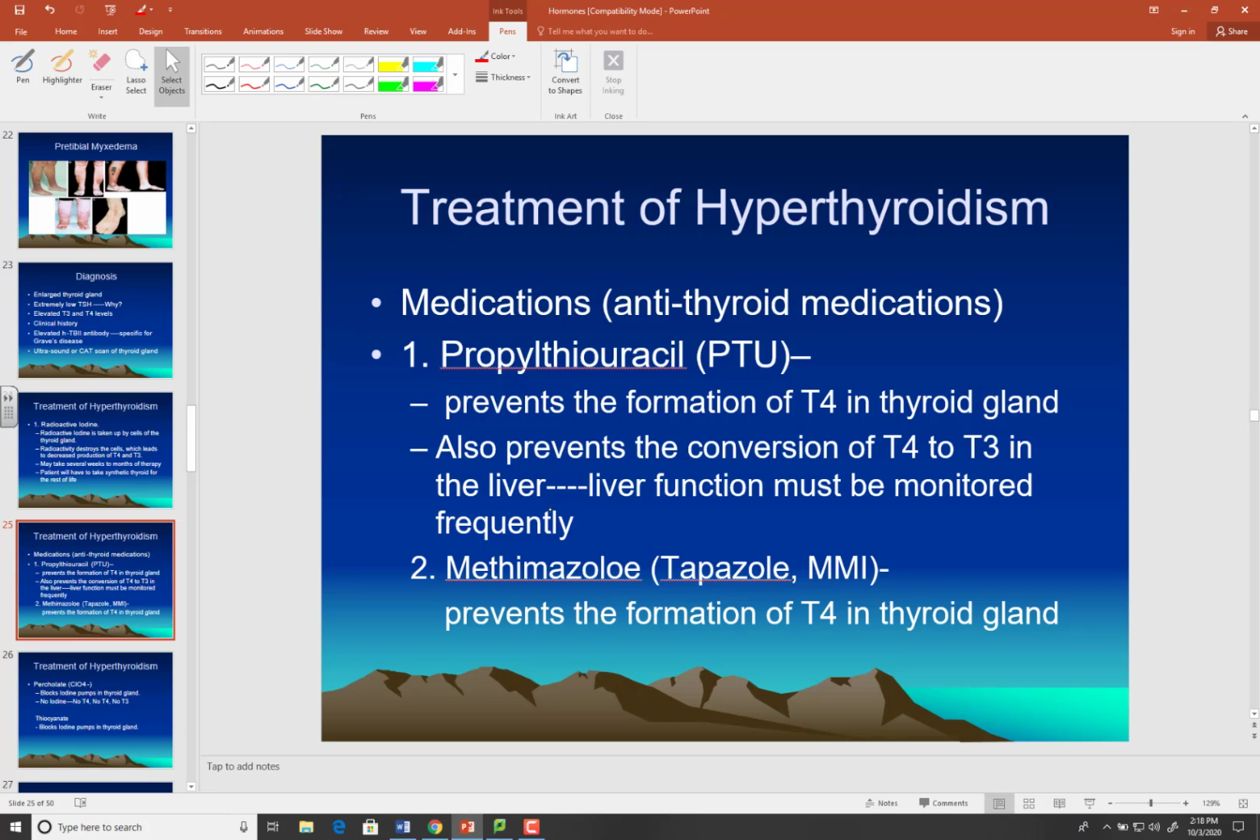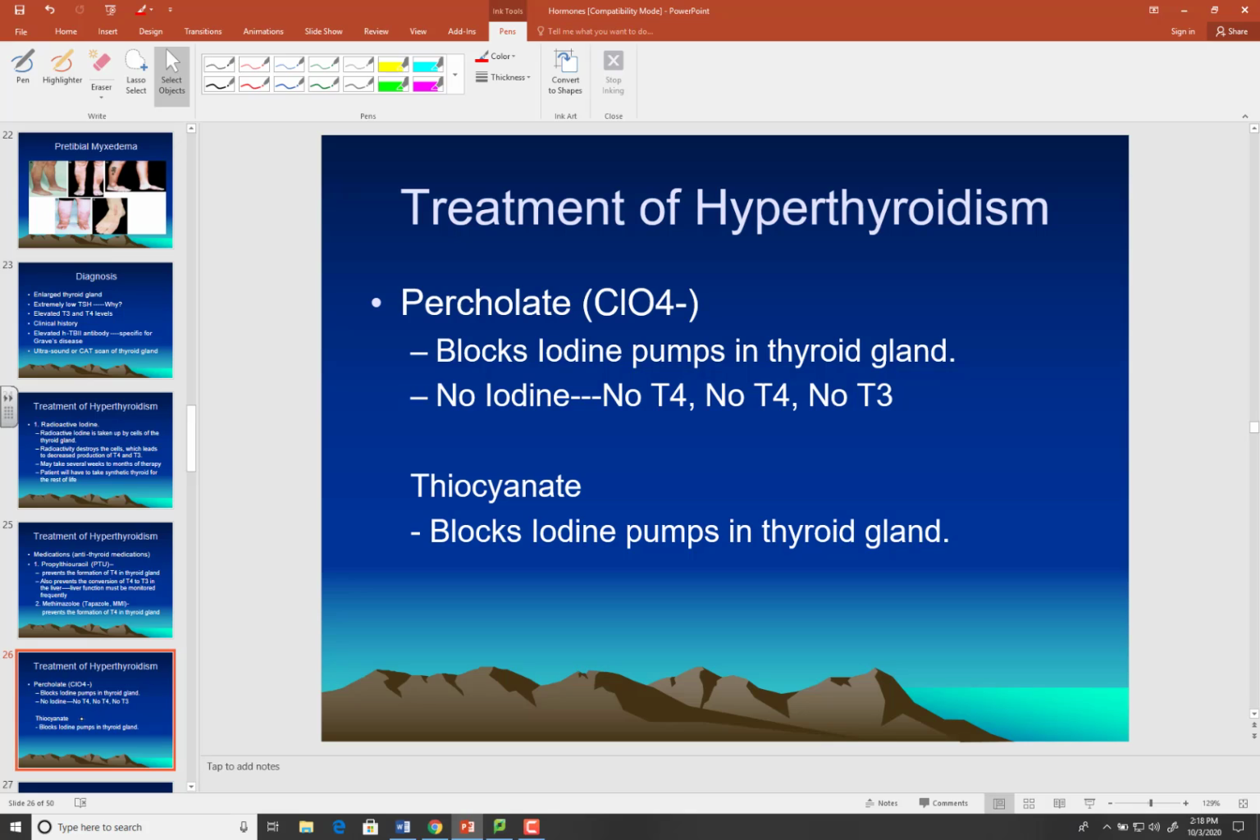basically what that does is it prevents the formation of T4 in the thyroid gland. And one of the ways it does that is by inhibiting the iodine pump. Then there's another drug called perchlorate, and that blocks iodine pumps. So no iodine, no T4, no T4, no T3, your thyroid is reduced. And again, thiocyanate is another one that blocks iodine pumps in the thyroid gland.